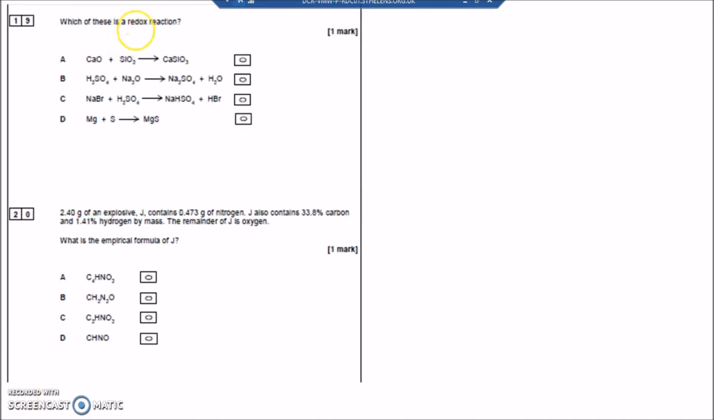Which of these are redox reactions? So it has reduction and oxidation. So you've got to look for the obvious answer. The obvious answer is D.